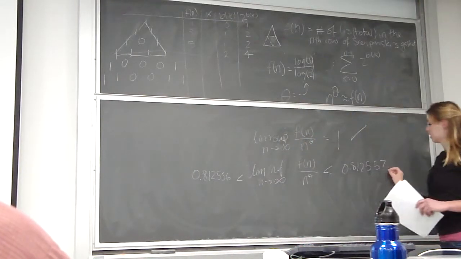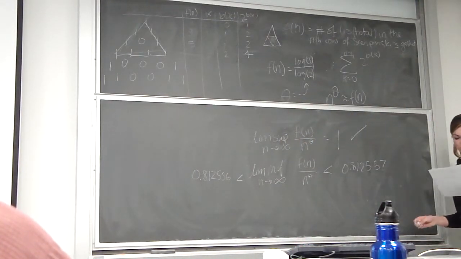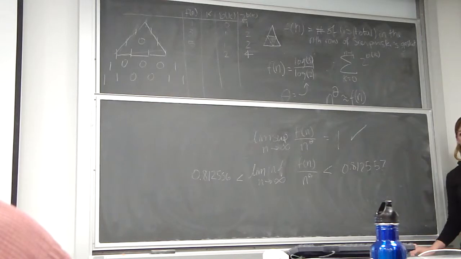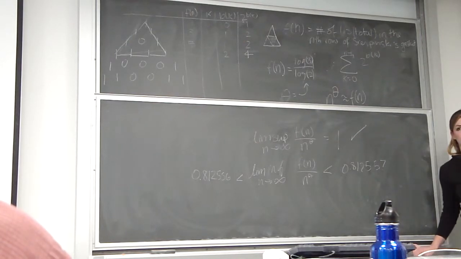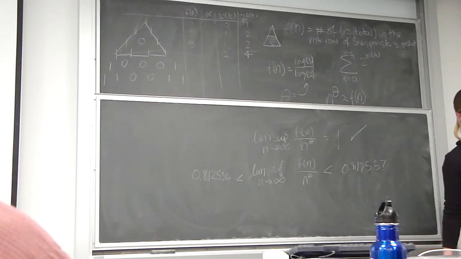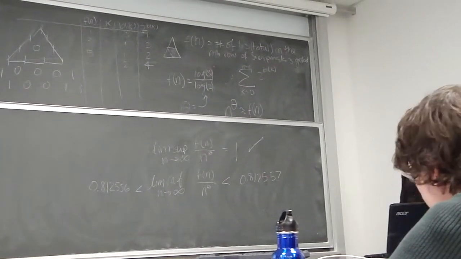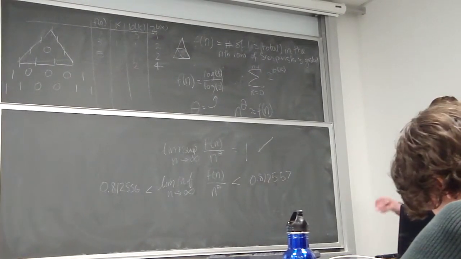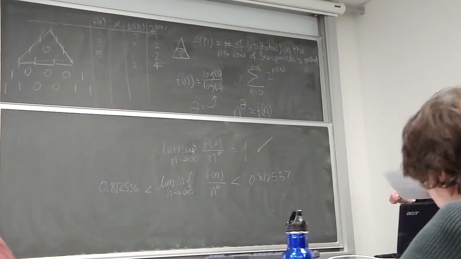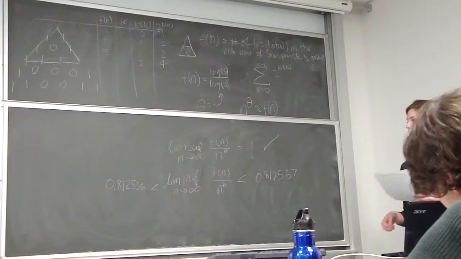is between these two numbers, and this is known as the Stolarski-Haworth constant. This is a problem that people have been working on for a little bit over 30 years, and an exact solution to this relationship has yet to be found. By that you mean an exact value of the limit.